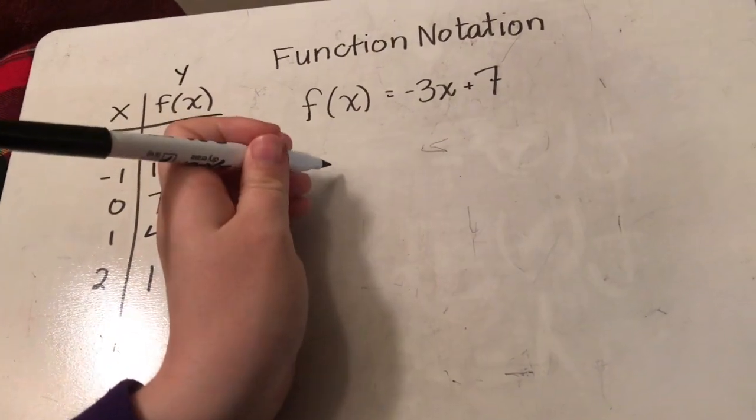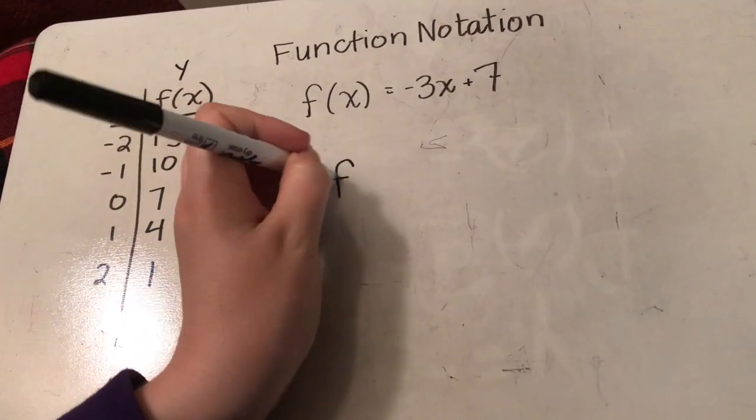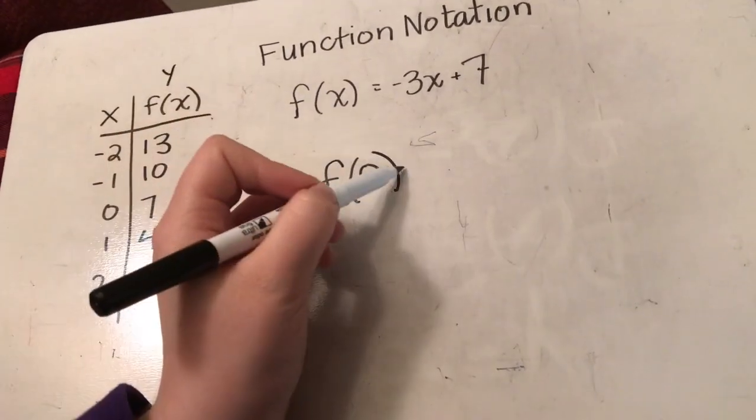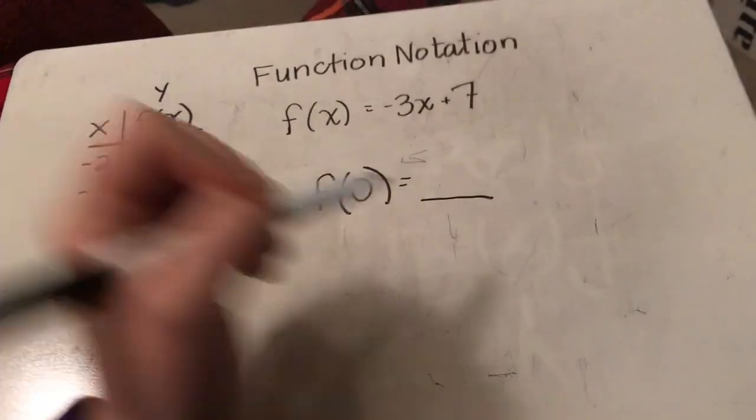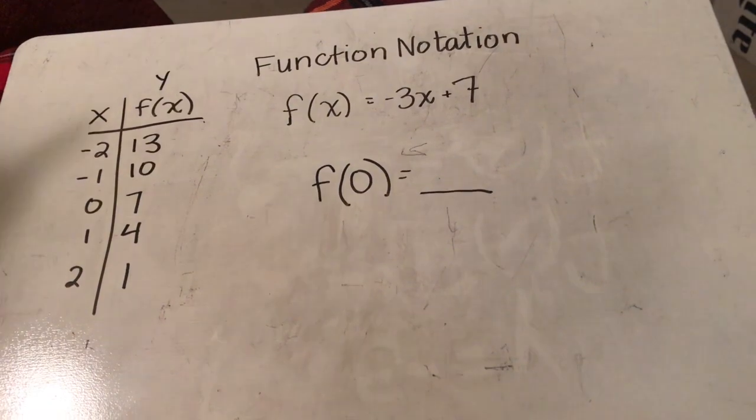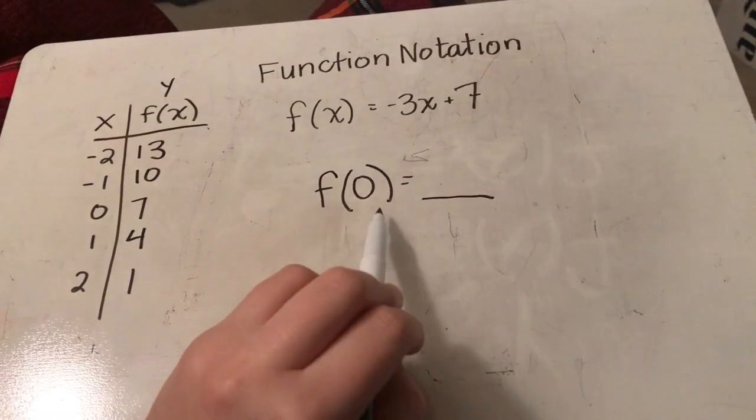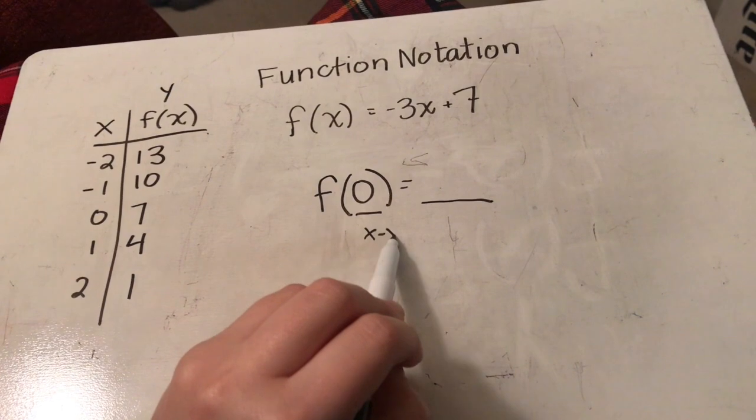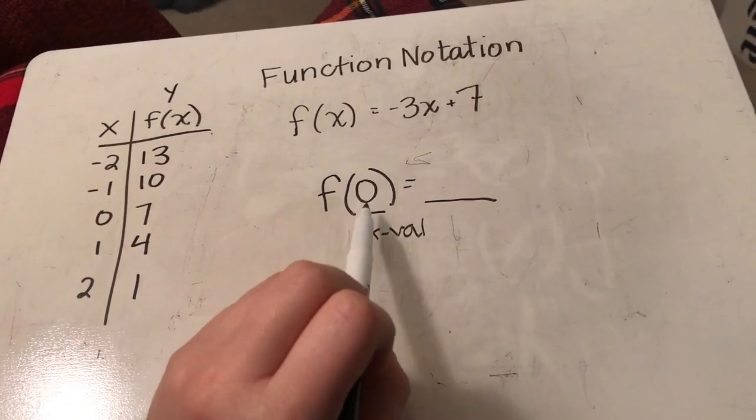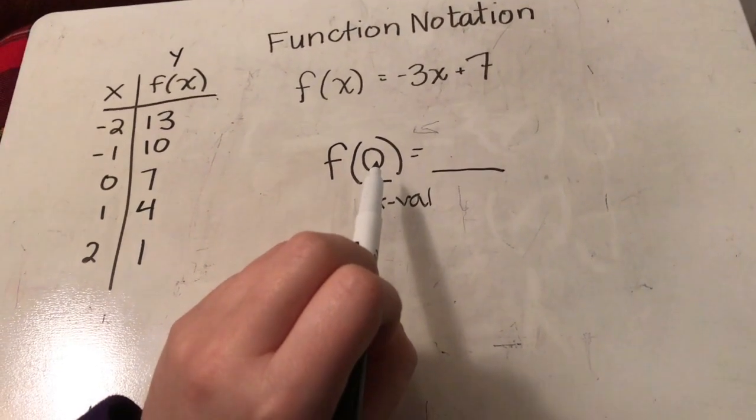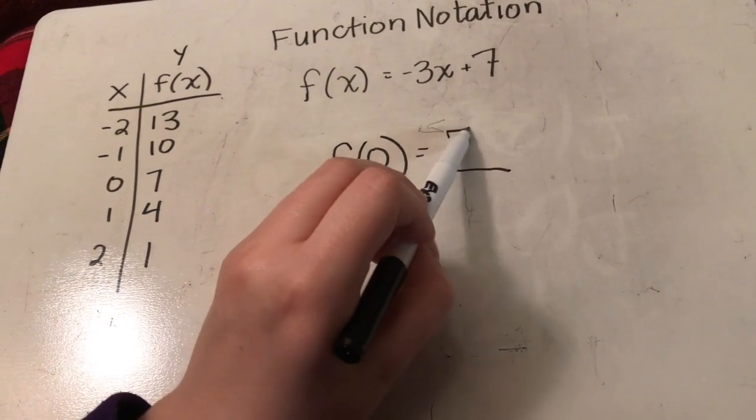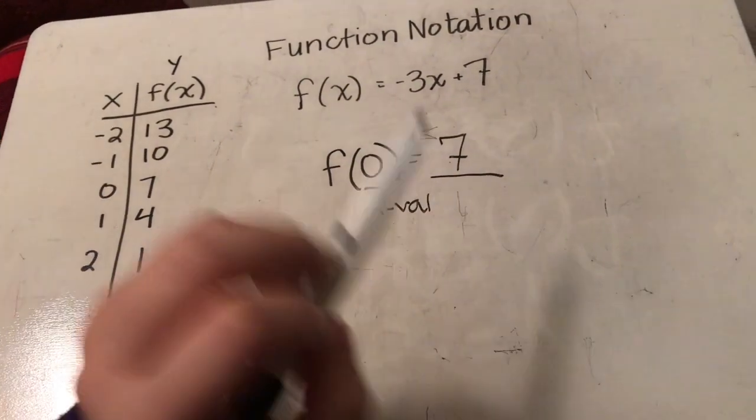So one way you'll often see function notation used is they'll ask you, what is f of, let's say, 0? F of 0 equals blank. So when you see function notation written in this way, your 0 is your x value. When the function has the input of 0, what is our output? Well done.